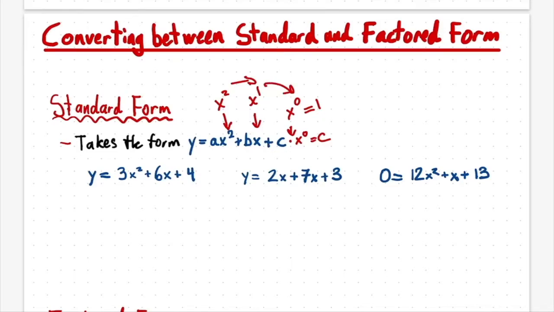Now, when you write out the standard form, you can also include a coefficient on every x. So in this case, we have that to be the a, the b, and the c. And these coefficients will just be real numbers.